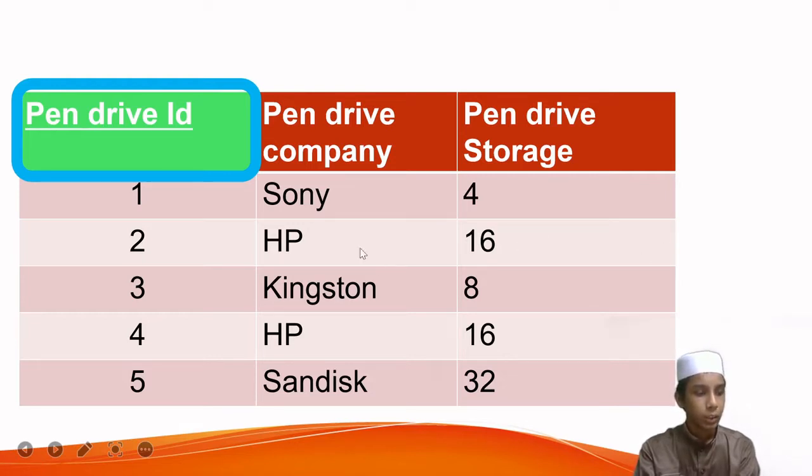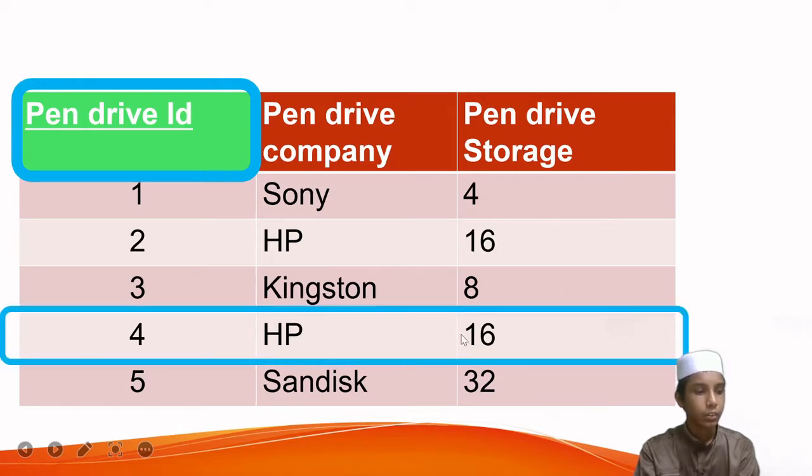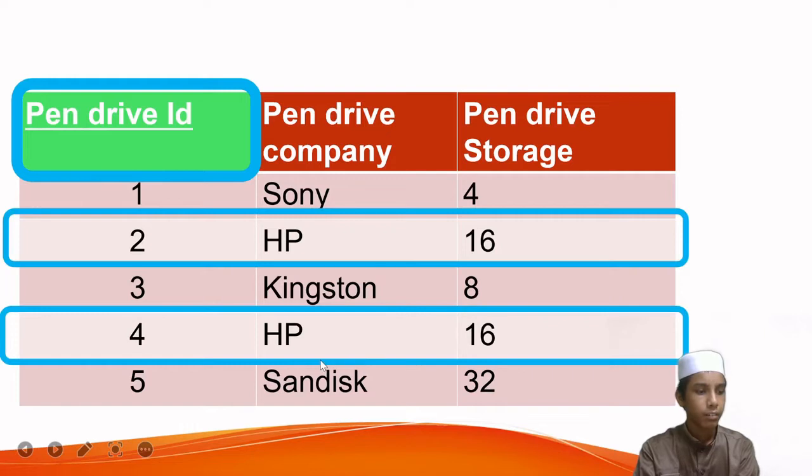Its limit. So we have these two pieces of information, and here we also have the information about the HP. So these both are the same. Anyhow, these both are the same. So in this case, how can we differentiate between these two pen drives? Okay, we can do that. It's easy. We can see its primary key.